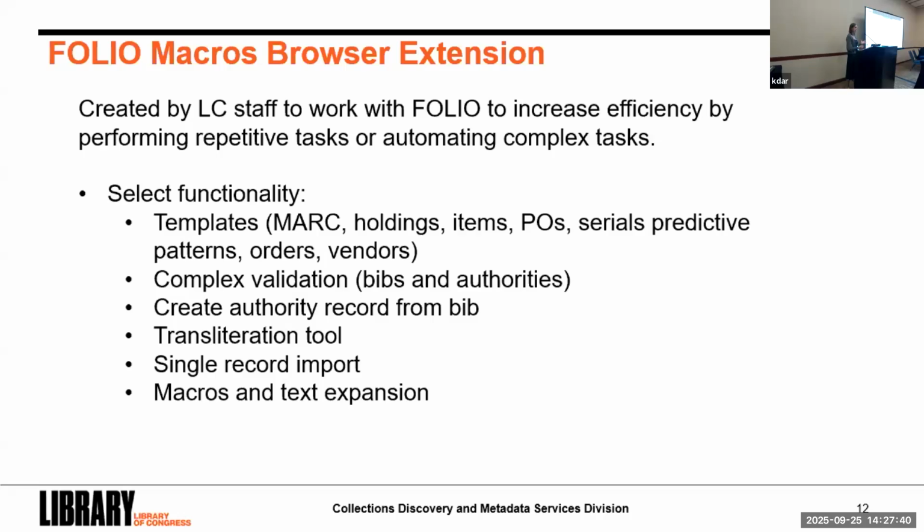It supports templates, MARC templates, holdings, items, POs, predictive patterns, orders, vendors, like any kind of form that's in FOLIO, it can work with. We do complex validation, creating authority records from a bib record, a transliteration tool, single record import. So we have data import locked down now because it's too powerful for everybody to have, but catalogers still need to get a record in now and then. So we do have a couple of options for them to still be able to import records, as well as, in the name, macros to increase efficiency and text expansion.